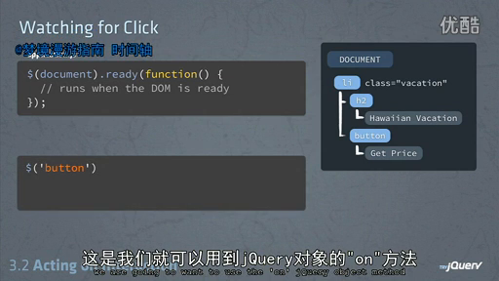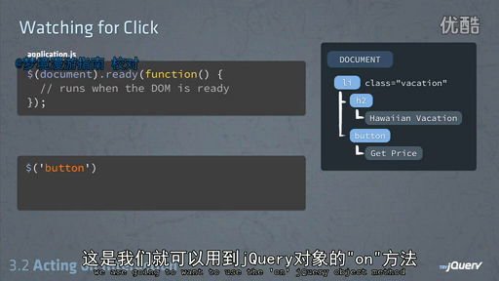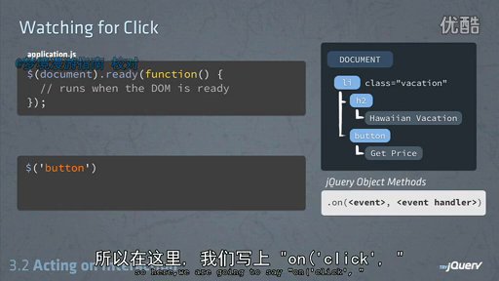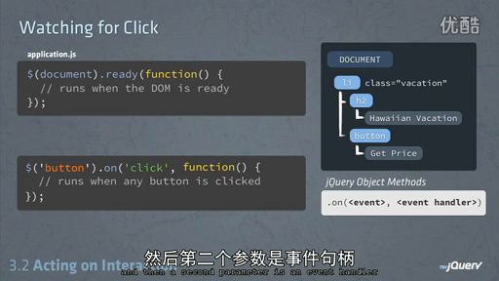We're going to want to use the on jQuery object method. It takes an event and an event handler. So here, we're going to say on click, and then our second parameter is an event handler.